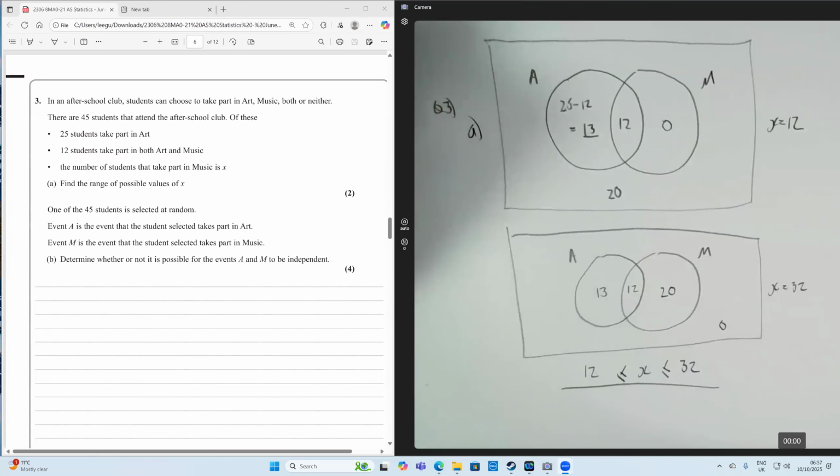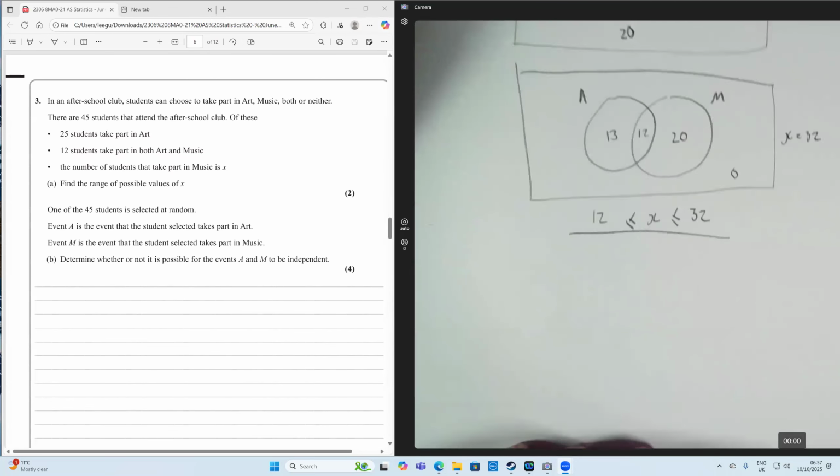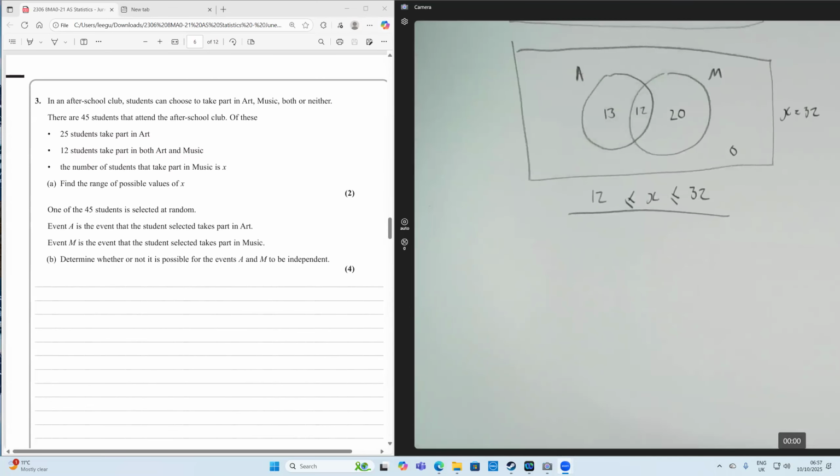Now, what have we got next? This one is 4 marks. Wow, let's have a think about this. One of the 45 students is selected at random. The event A is the event that the student takes part in art. Event M is the event that the student takes part in music. Determine whether or not it is possible for art and music to be independent.